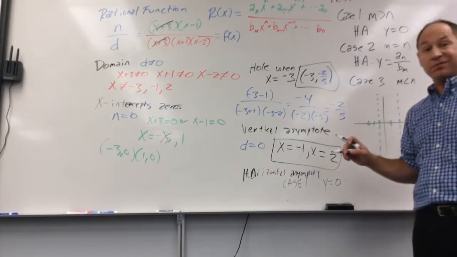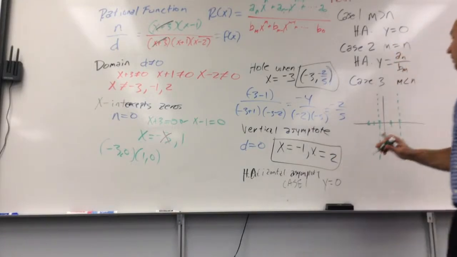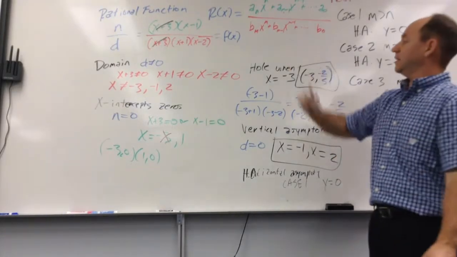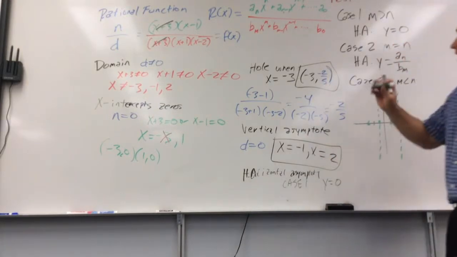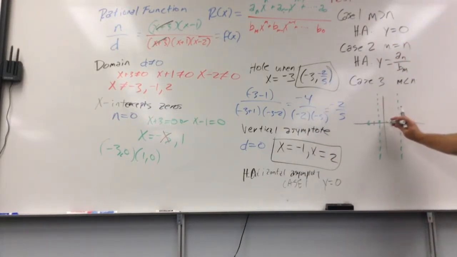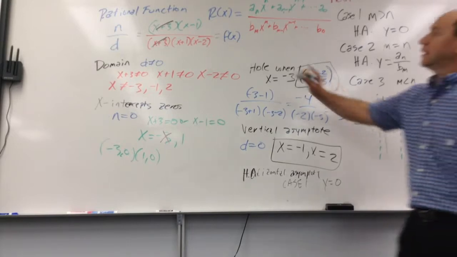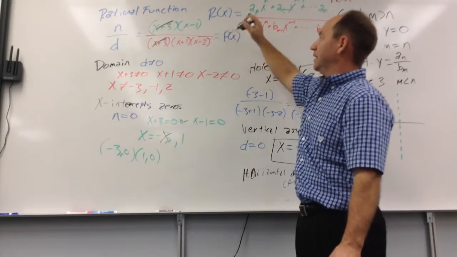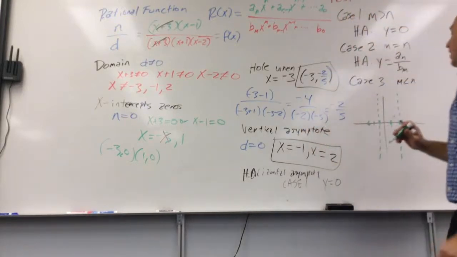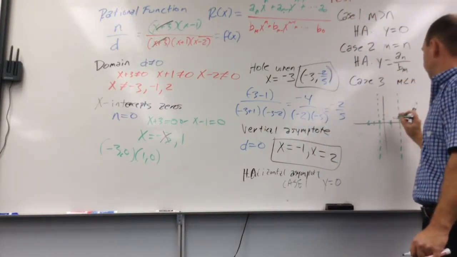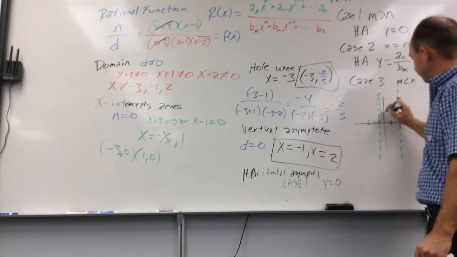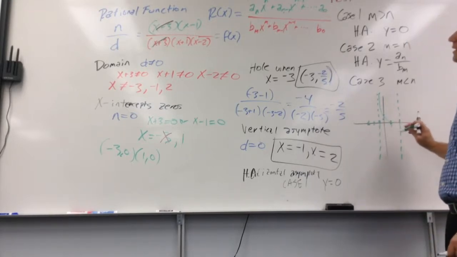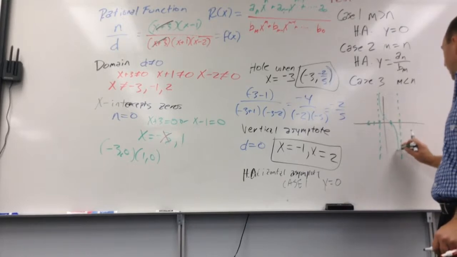Want to know it better? Put in a couple points. Check it out at negative 2. At 0, what do we get? At 0, we get negative 1 over 1 times negative 2, which would be negative 2. Negative 1 over negative 2 is, so we go up 2. So we're going to have this. And then as I approach here, it's going to go to negative infinity.